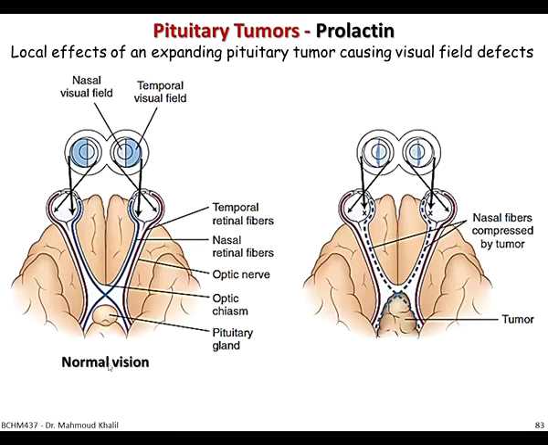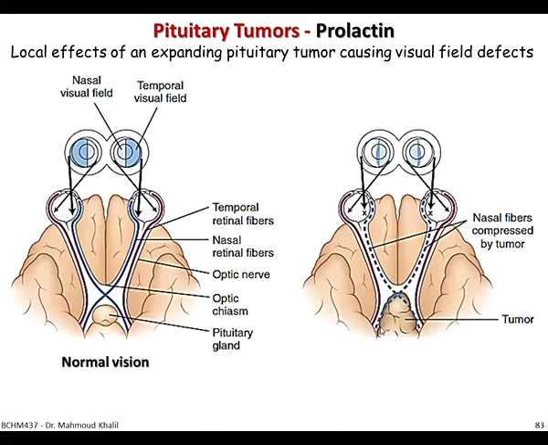So in normal vision, as you can see, the right eye sends its signals to the left region of the brain, while the left eye sends the signal to the right region. And you can see the pituitary gland lies just beneath the optic chiasma. Generally, the visual region is divided into two fields. The inner one toward the middle is called the nasal visual field, since it's near the nose, while the other one is the temporal visual field.